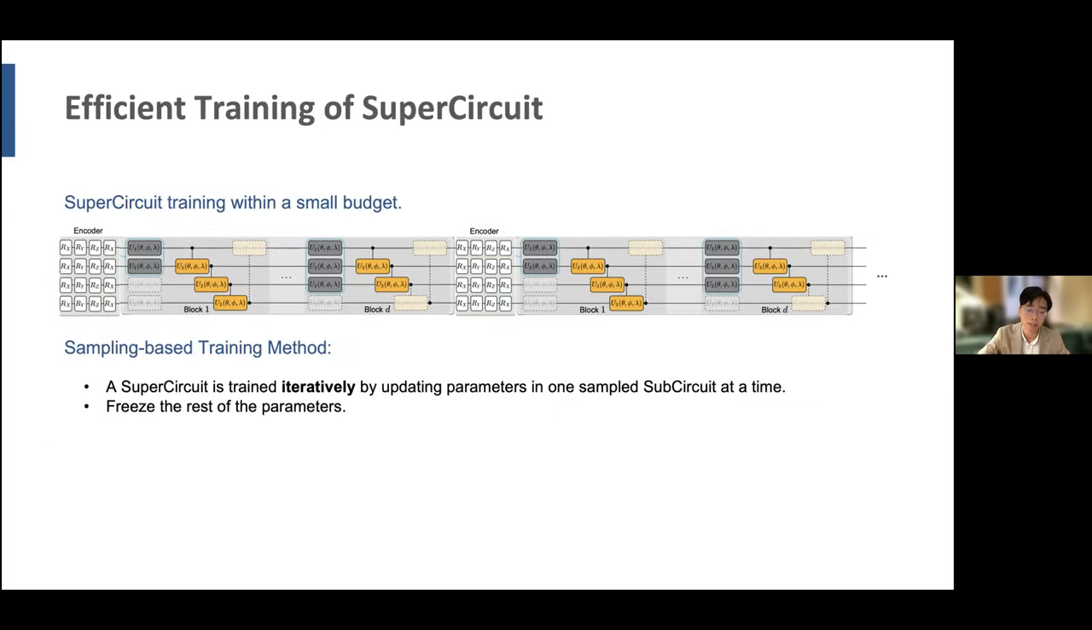We want to note that our mechanism is no harder than training a normal variational quantum circuit because the training is done for the super circuit once. And the subcircuit is sampled from those super circuit inheriting the trained parameters. And one last step is to use a good performing subcircuit and train the parameters for that single subcircuit. So we are avoiding a lot of the training for all circuit candidates using this mechanism.